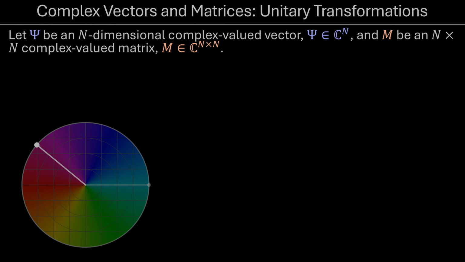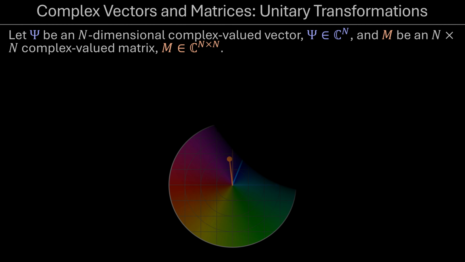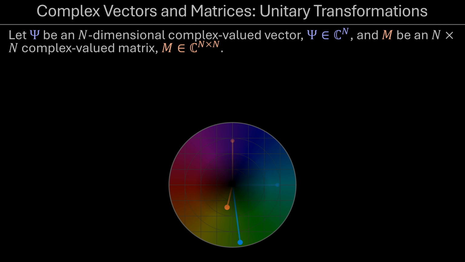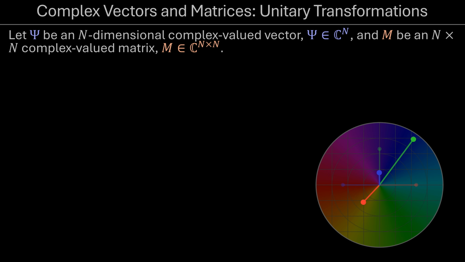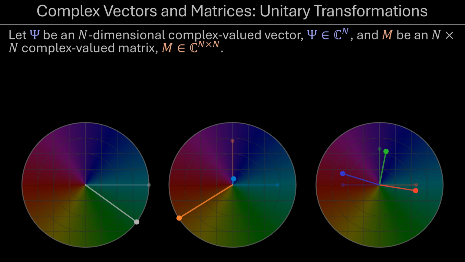So when n is 1, then psi is just a complex number. When n is 2, psi is a doublet. When n is 3, psi is a triplet, and so on and so on. And for our analysis, we're going to let n be some totally arbitrary natural number. So all of this reasoning is going to apply in arbitrarily high dimensions.